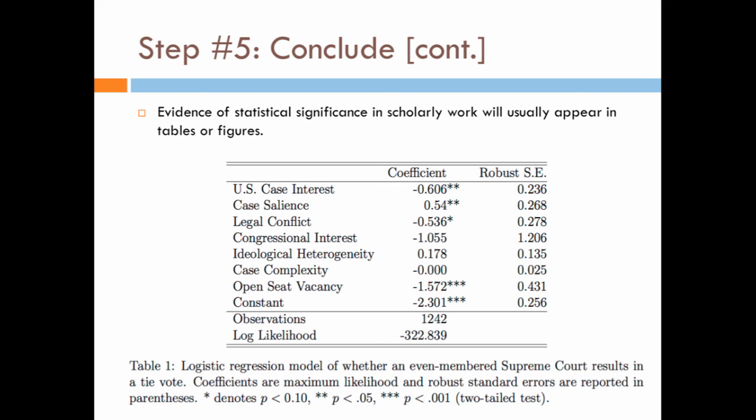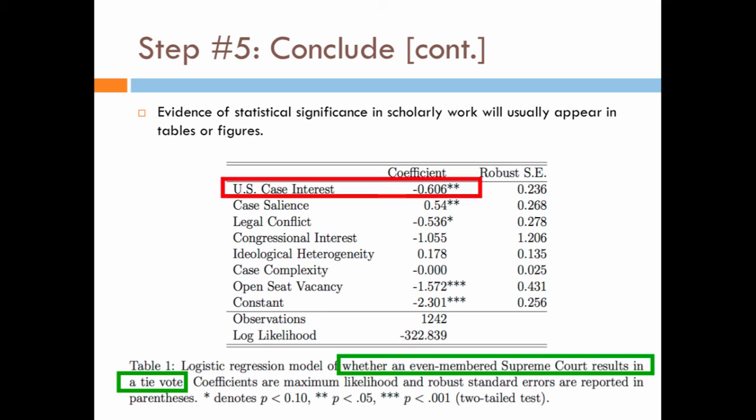As you'll see from the caption, this is a study that looks at what happens when a justice needs to recuse him or herself from the case, leaving the Supreme Court with only 8 sitting justices. We wanted to know the conditions under which an even-membered Supreme Court ends up in a tie vote. That's our dependent variable. So in this example, we would say a tie vote equals 1 and anything else equals 0.